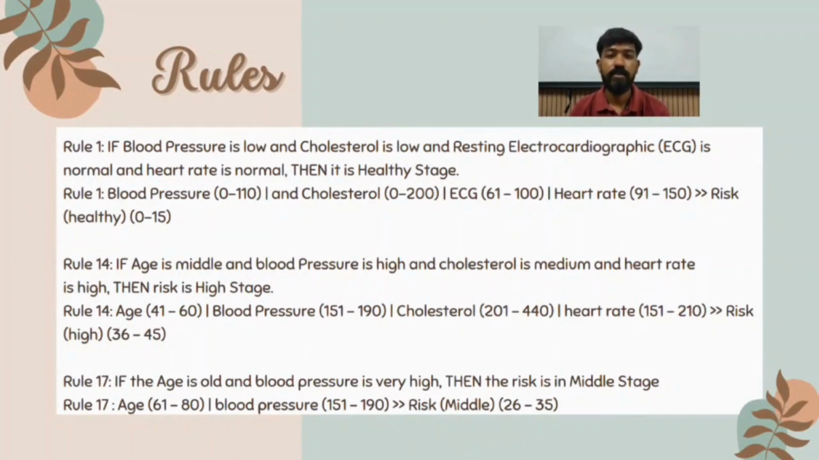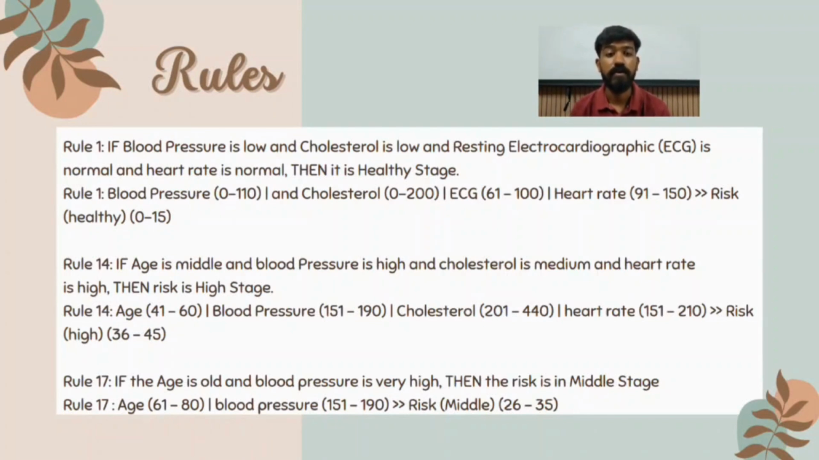In this slide, I'm going to explain the rules we actually implemented in our project. I'm taking some examples to explain. Okay, we are going for the first rule. The first rule is: if blood pressure is low and cholesterol is low and the ECG is normal and heart rate is normal, then it is a healthy stage.